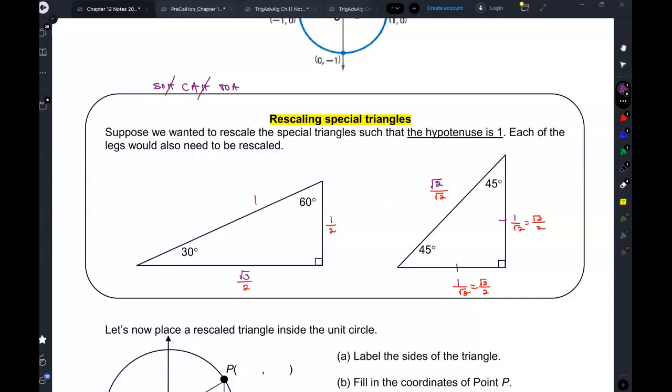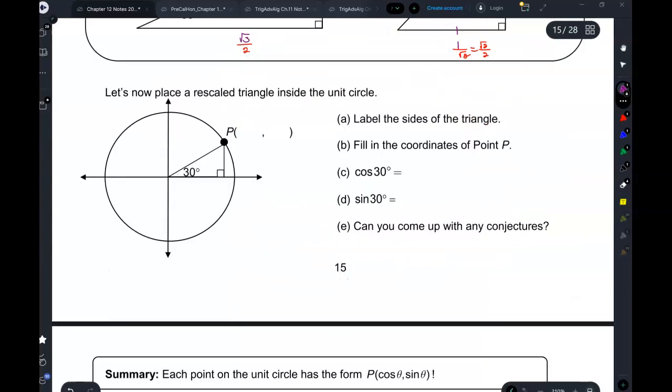All right, so let's go ahead and place a rescaled triangle inside the unit circle, all right? So here is our 30, 60, 90 triangle inside the unit circle with the 30-degree angle here as the reference angle. So what are the sides of this triangle? Well, this is the short side. It's automatically a half. This is the long side. It's root 3 over 2.